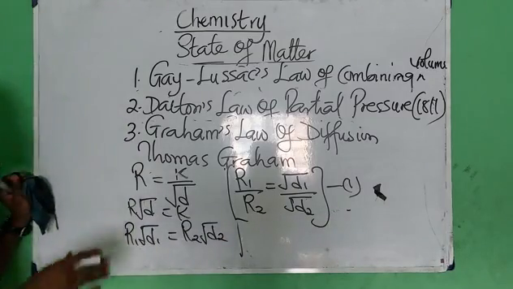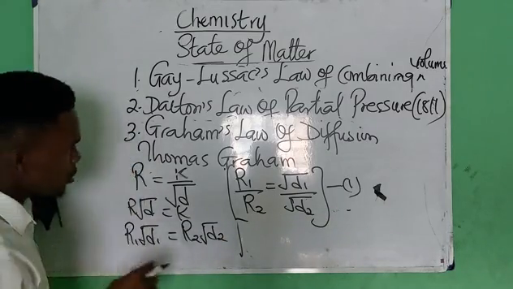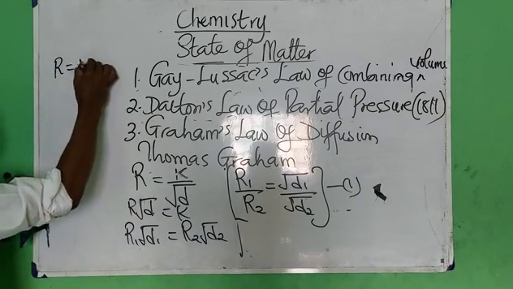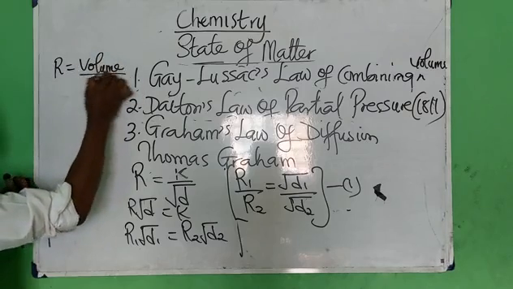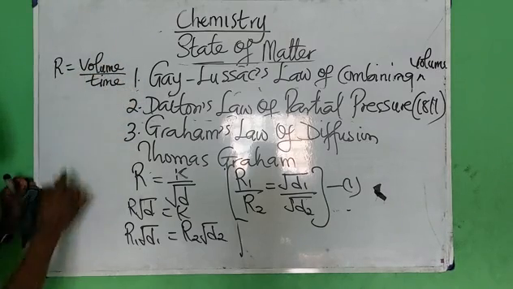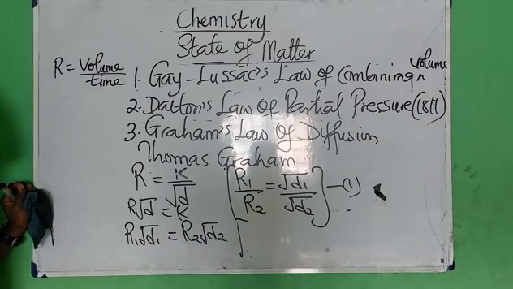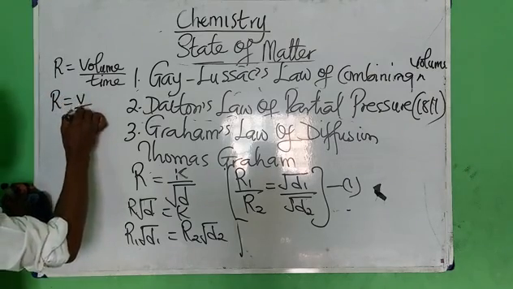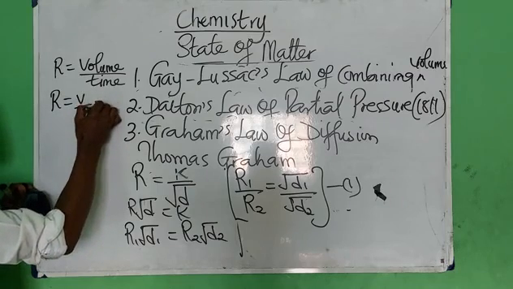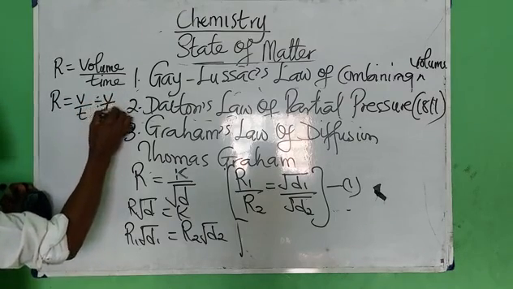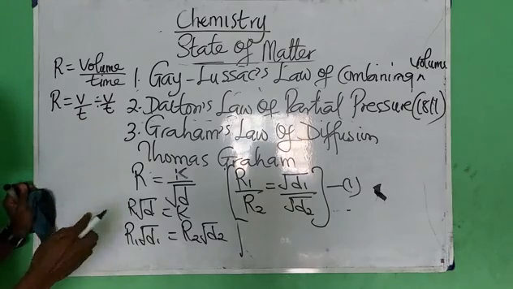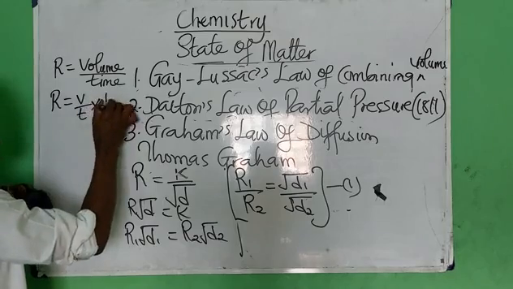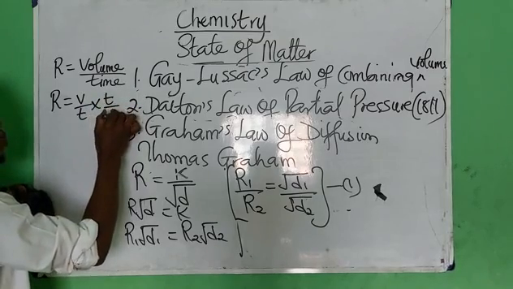Another equation that can be deduced in this law is, rate is given as volume over time. Rate becomes V over T, divided by volume over T. If I should introduce the times, what happens? The T will go up and the V will come down.